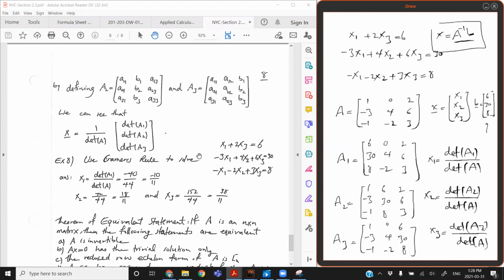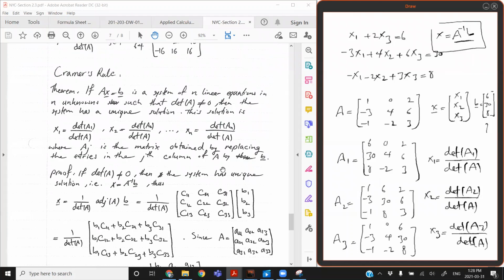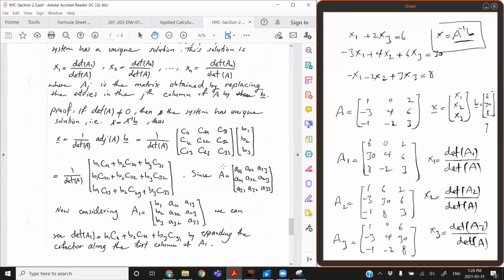So if you do this for this problem, you're going to get negative 40 over 44, negative 72 over 44, and 152 over 44. And I encourage you to calculate the determinants and make sure that you get the same numbers. Now let's just go back to the proof. The proof is very interesting.